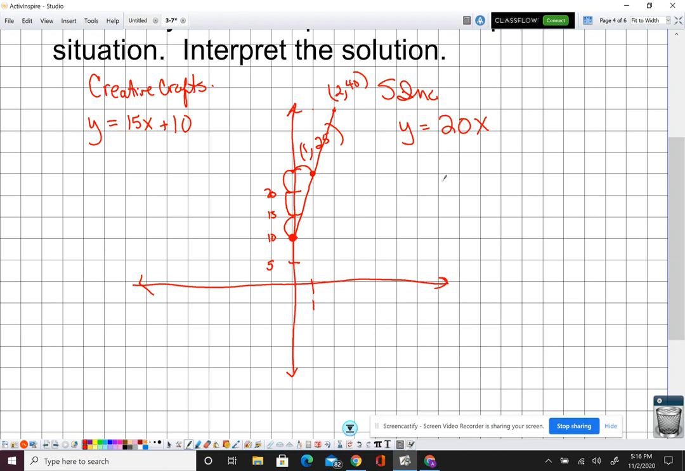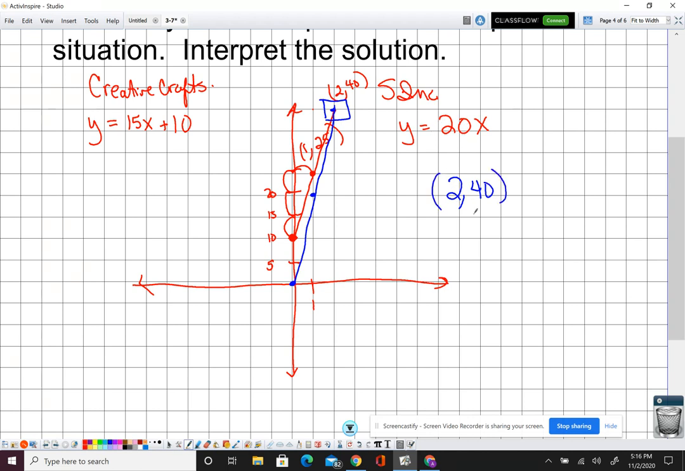And then Scrapbook Incorporated, they have a y-intercept of 0, but their slope is 20. So you go up 20 and over 1, and up 20 and over 1. And we see that these two intersect right here at this point, 2, 40.